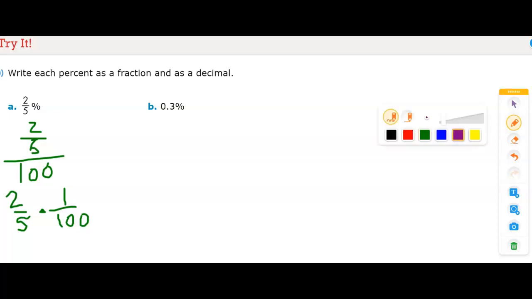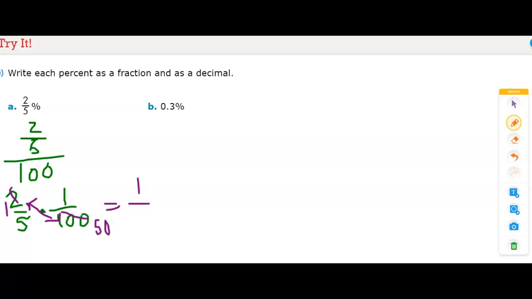And then I'm just going to do this real quick. I'm going to simplify it first. 2 and 100 have 2 in common as a factor. 2 divided by 2 is 1. 100 divided by 2 is 50. So once I multiply straight across, I have 1 over 5 times 50 is 250. So then 2/5% as a fraction is 1 over 250. And then as a decimal, we're going to do some long division.